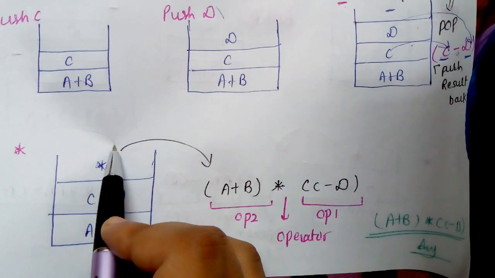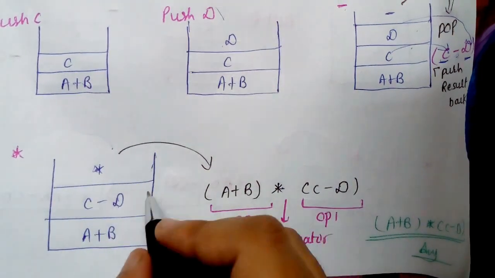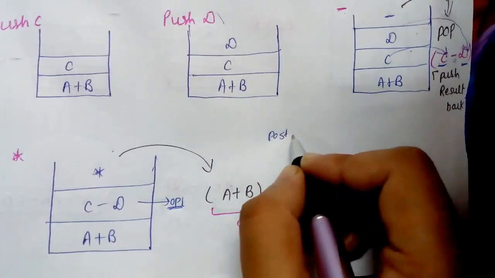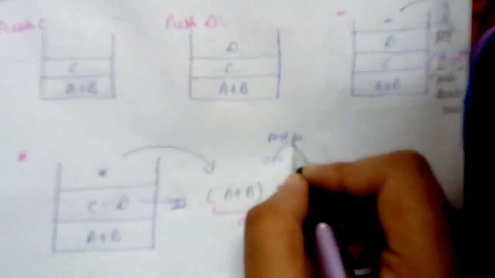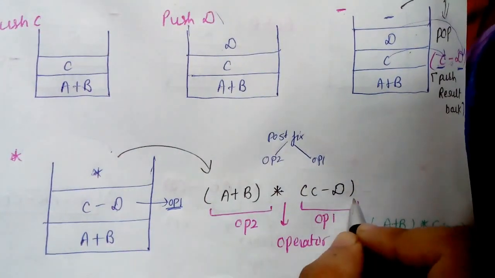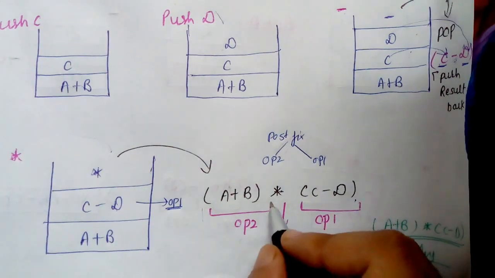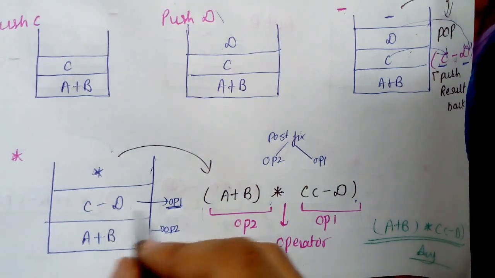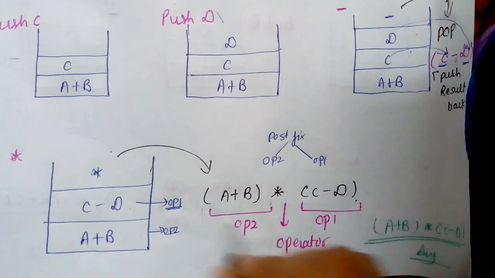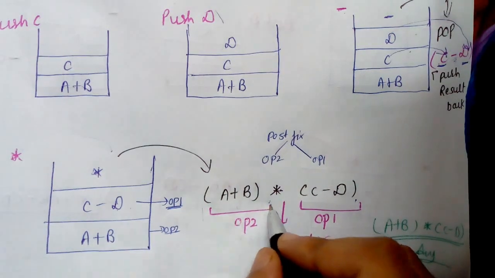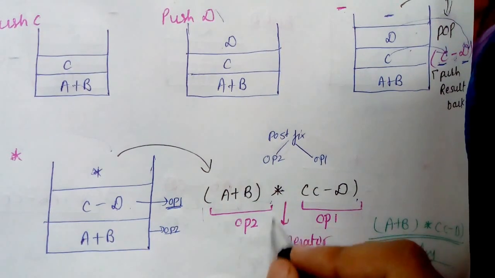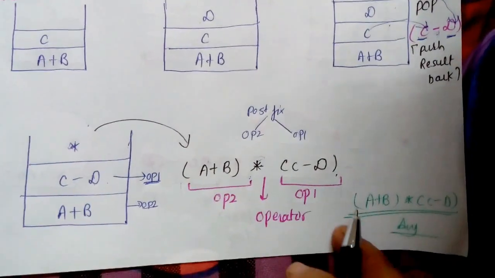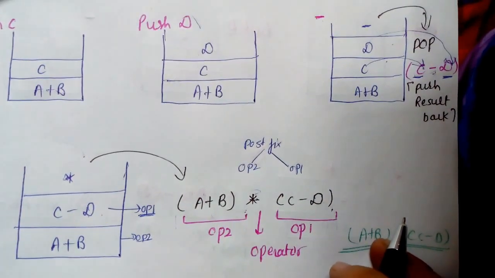After that, we push it back onto the stack and the multiplication sign comes. When multiplication comes, this is operand number 1 and this is operand number 2. In postfix we have operand number 2, operand number 1, so we place operand number 1 here. The top of the stack is always operand number 1. After that, to infix means we place the operator in between these two operands. So the final infix expression is this.